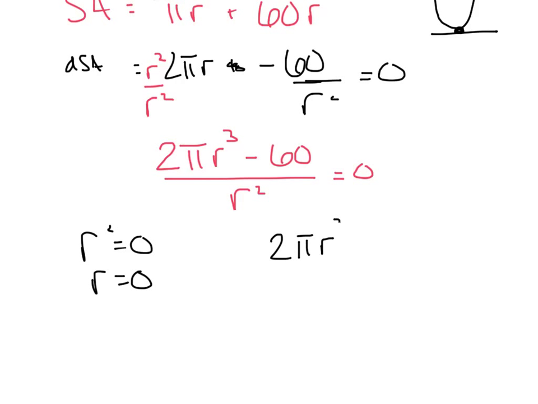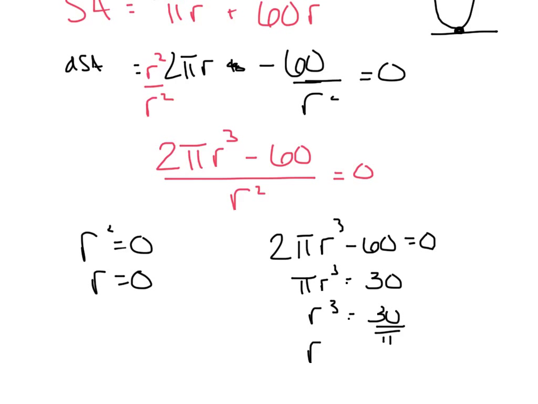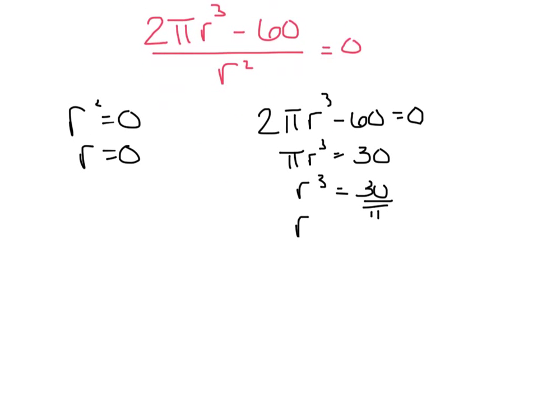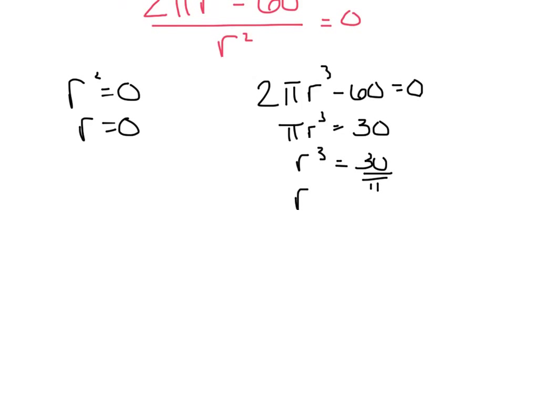If I set the numerator, 2 pi r cubed minus 60 equals 0, I get 2 pi r cubed equals 60. I'm going to add the 60 and divide by 2, which gets me a 30. I get r cubed equals 30 over pi. So r equals the cubed root of 30 over pi.